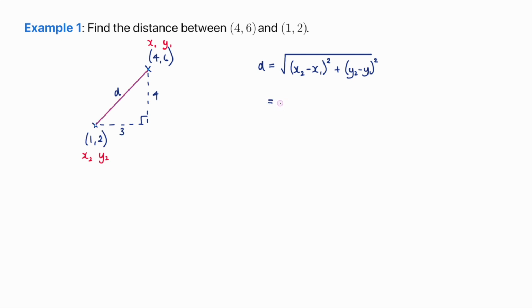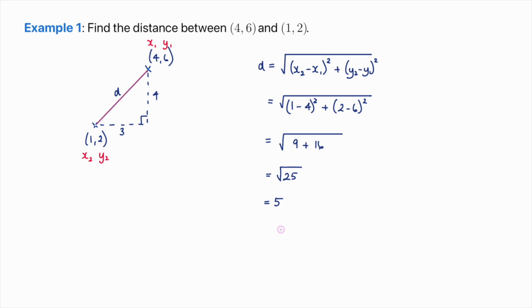So what we have is the square root of (x2, and x2 is 1, minus x1, which is 4) squared, plus (y2, y2 is 2, minus y1, which is 6) squared. So we have the square root of (1 subtract the 4, negative 3) squared, which is 9, plus (2 subtract the 6, negative 4) squared, which is 16. So we have the square root of 25, which is 5.